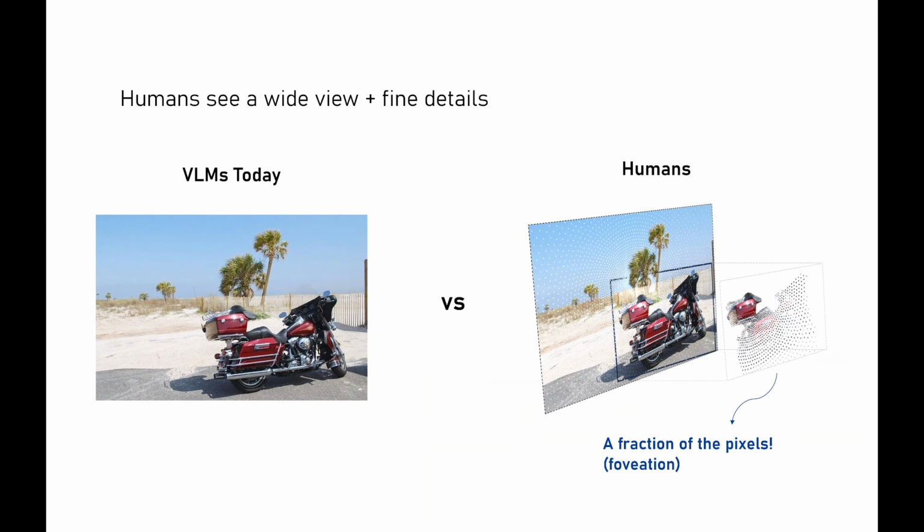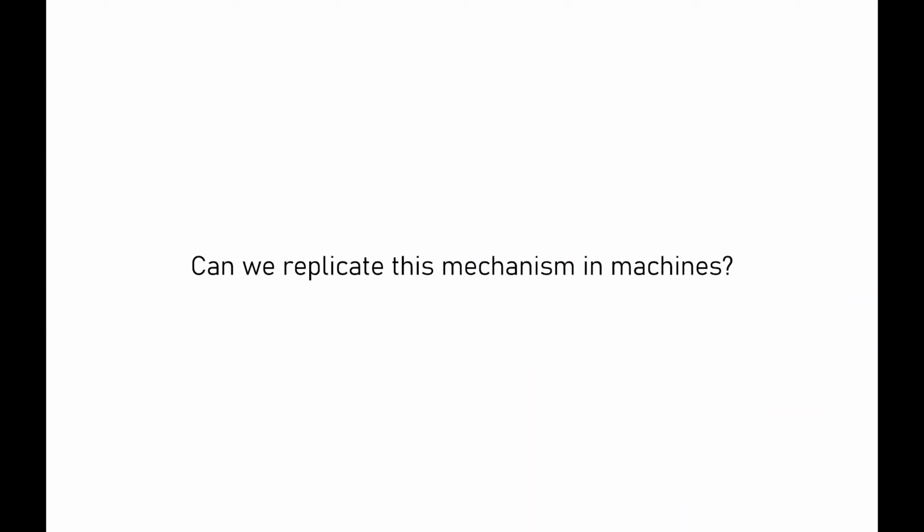However, for humans, processing a wide field of view and fine details is not a problem, because humans employ an information reduction strategy called foveation. Foveation essentially decreases our visual acuity outside the center of our visual field. A natural question arises, which is, can machines adopt this mechanism, and is it useful?